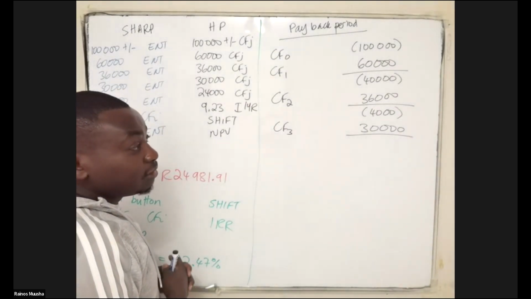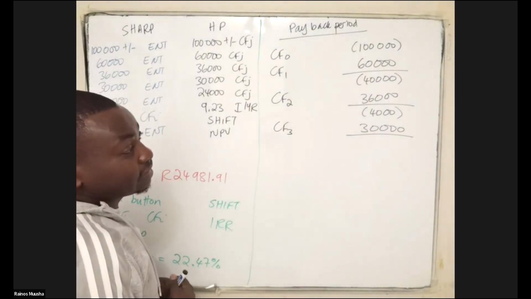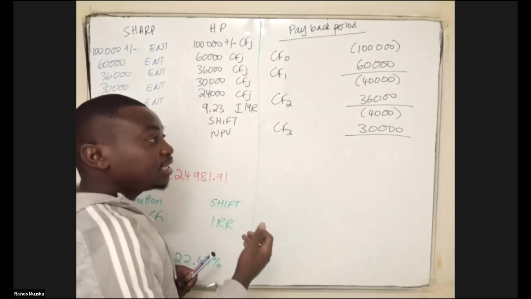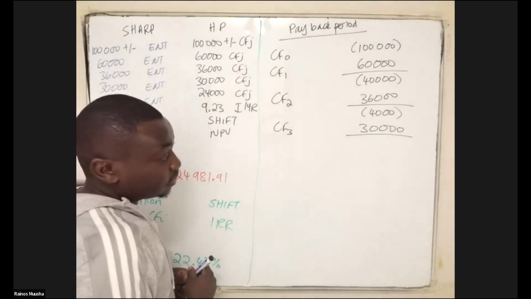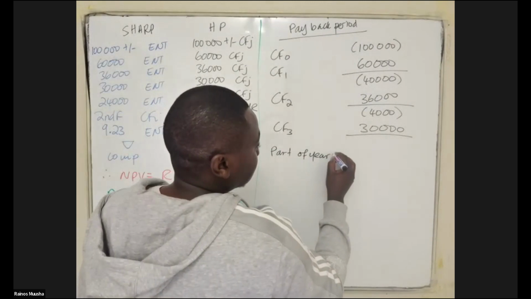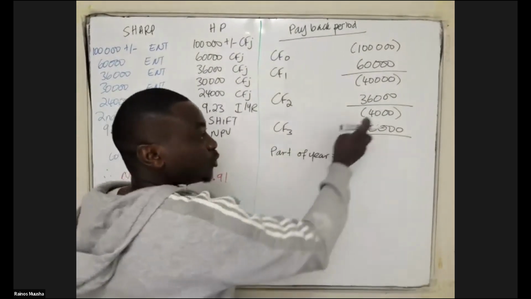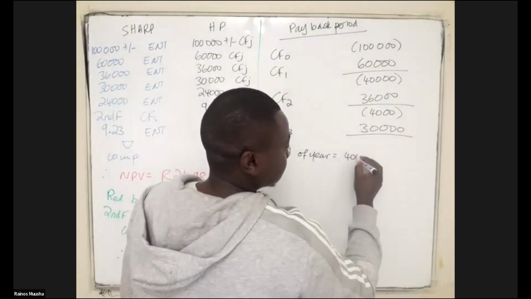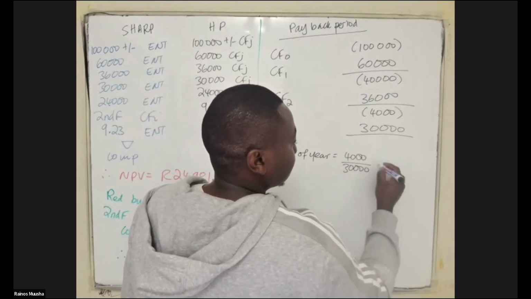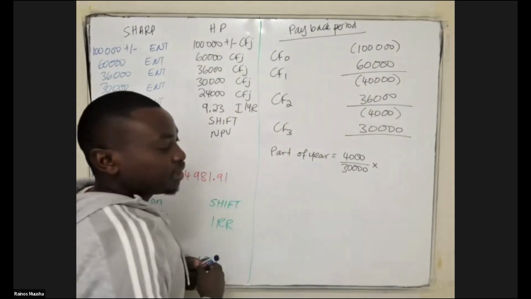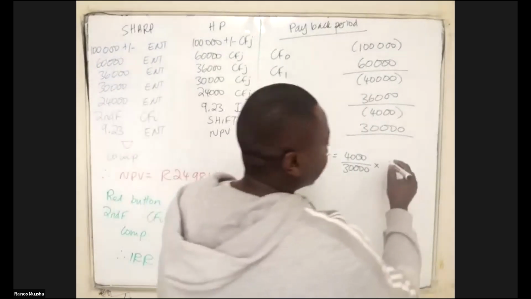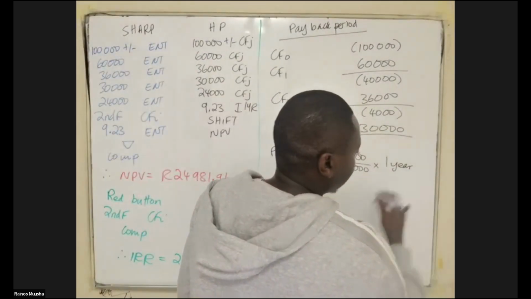So that's when the investment paid us back our money, isn't it? So we need to find out exactly how long it took. What part of the year did it take for us to recover the money? The part of the year that it took to recover the money is given as what you needed, 4,000, over what you generated, 30,000, multiplied by, if they want you to put this answer in years, 1 year. So you're just going to multiply that by 1 year.